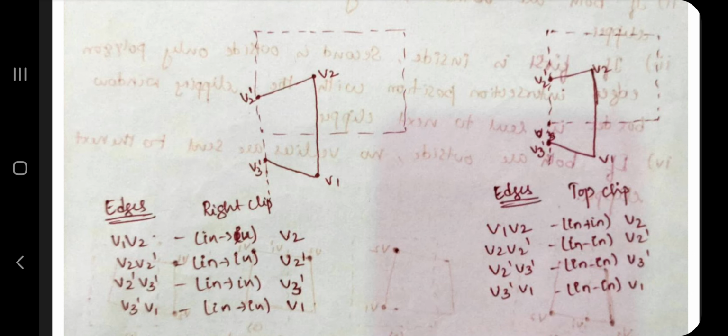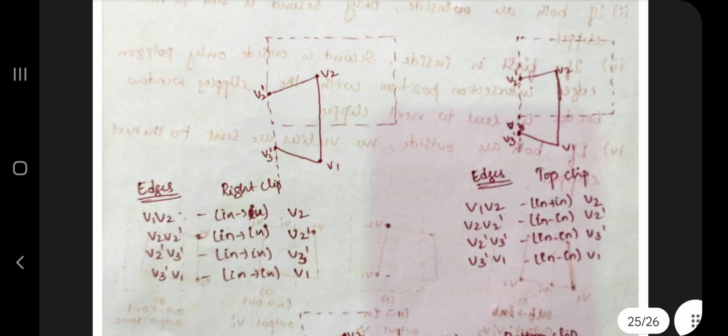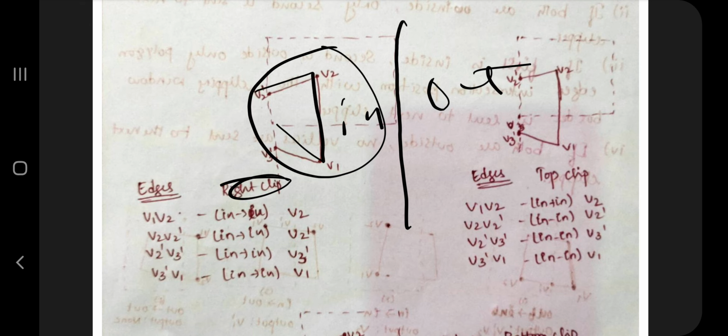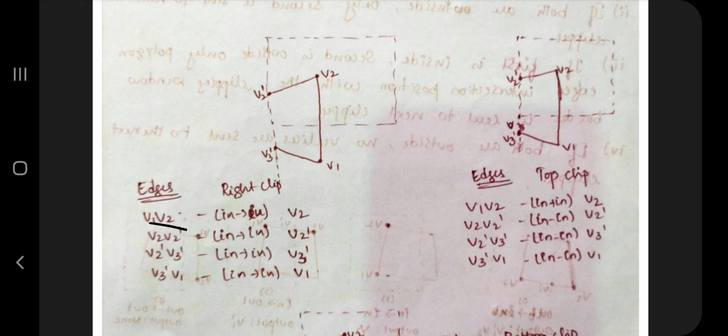Again you will do the same thing. Now it is the right clip. Right clip means right part of the polygon, this is out, this is in. So since this whole part is in, it will remain same. Whenever the whole part is in, it will remain same. All you have to do is just write v1, v2, v2 dash, v3 dash, v3 dash v1, v1. Same thing, no difference.